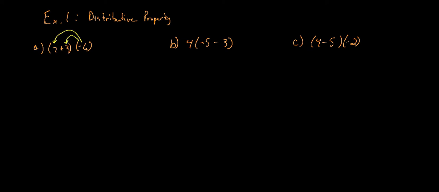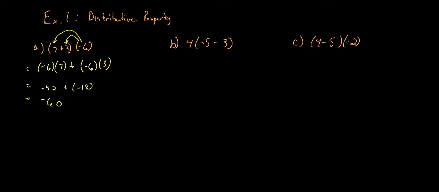So with this first example, we have in parentheses the sum 7 plus 3. And then we're multiplying that times -6. So we want to distribute the -6 to both terms inside the parentheses. So -6 times 7 plus -6 times 3. That equals -42 plus -18. And that equals -60.